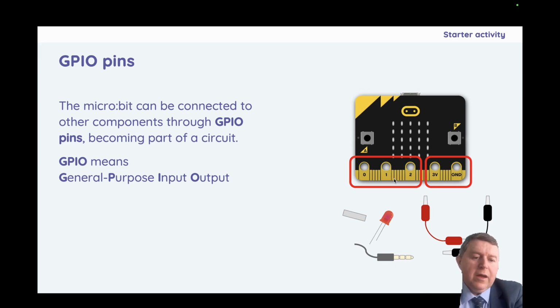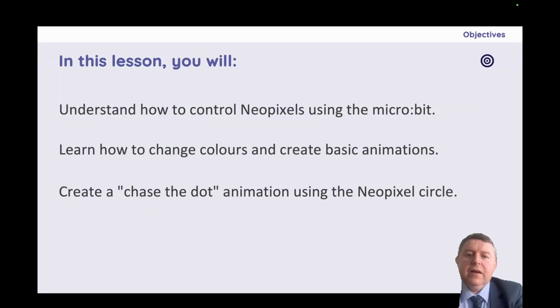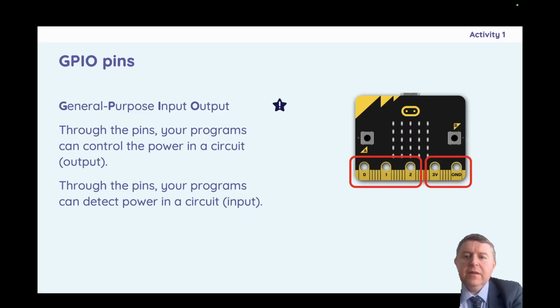So today we're going to try and understand what a NeoPixel is. We're going to learn how to change colors and do some basic animations, and then hopefully by the end we'll do what's called a chase the dot animation, okay? So again, what I talked about before, general purpose input output. With every computer system there is an input output process we can use, and through the pins we can write our code to interact with these pins here, okay?